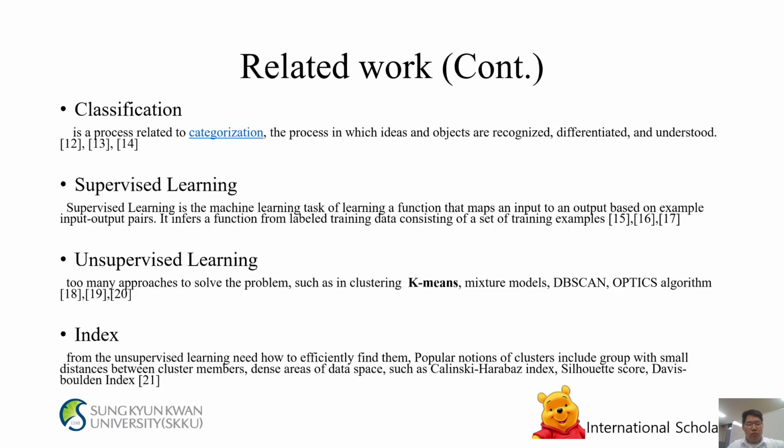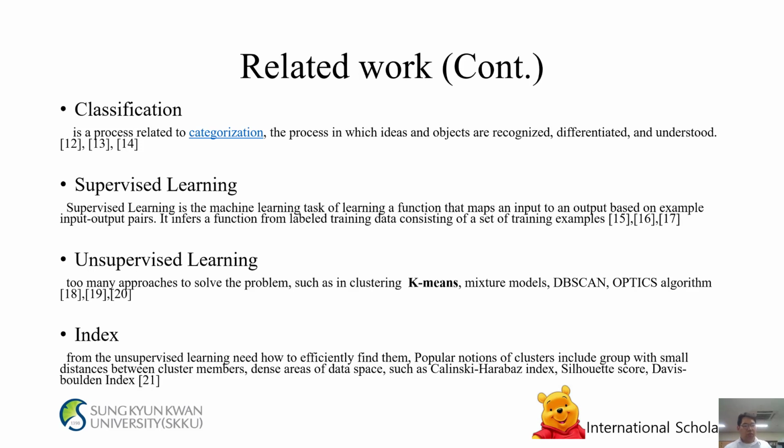Related work continues. Classification is a process related to categorization, the process in which ideas and objects are recognized, differentiated, and understood. Reference 12, 13, and 14. Supervised learning is a machine learning task of learning a function that maps an input to an output based on example input-output pairs. It infers a function from labeled training data consisting of a set of training examples. Reference 15, 16, and 17.